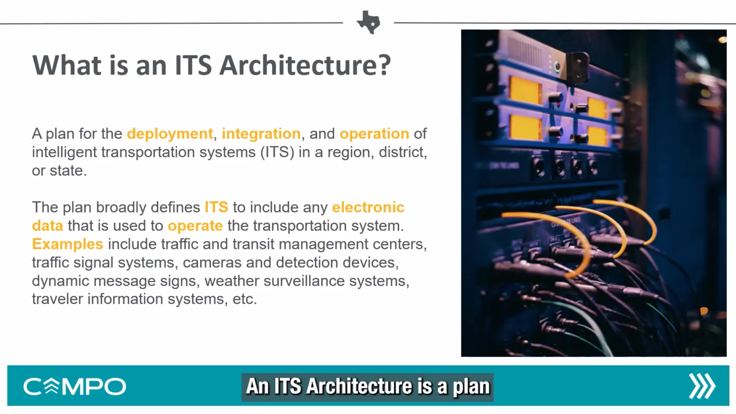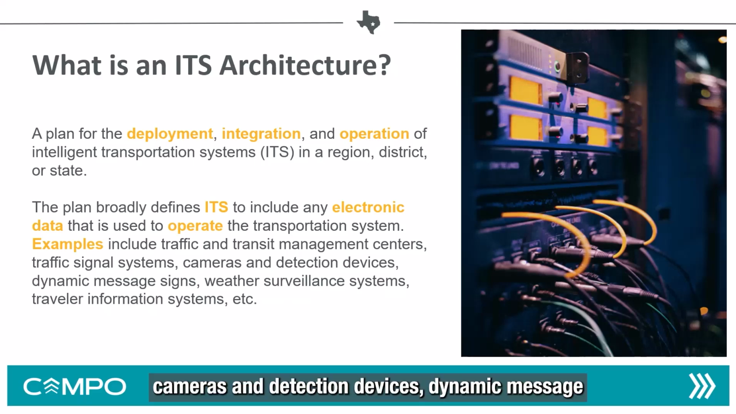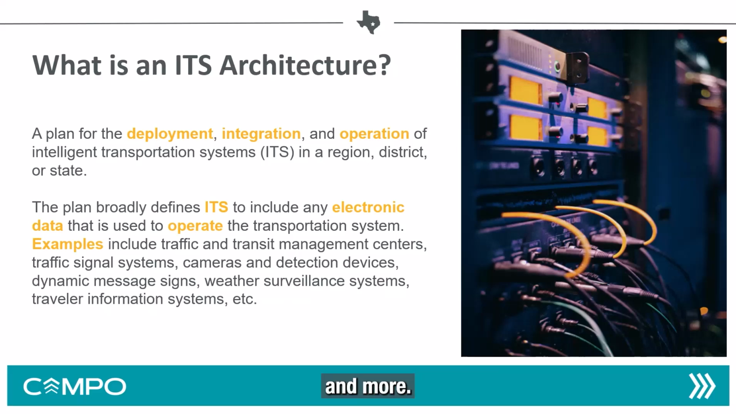An ITS architecture is a plan for the deployment, integration, and operation of ITS in a region, district, or state. The plan broadly defines ITS to include any electronic data that is used to operate the transportation system. Examples include traffic and transit management centers, traffic signal systems, cameras and detection devices, dynamic message signs, weather surveillance systems, traveler information systems, and more.